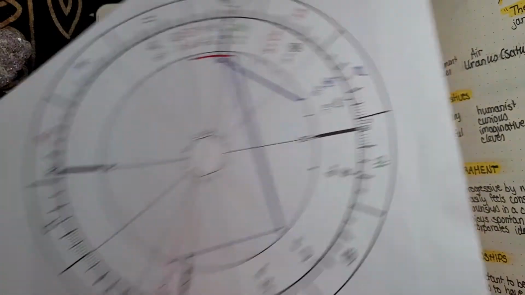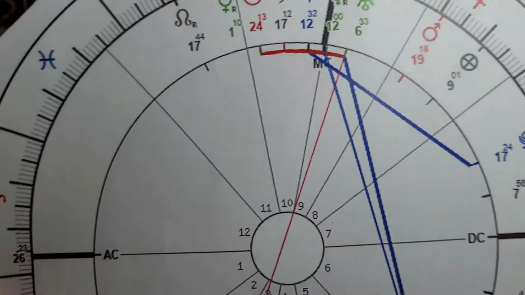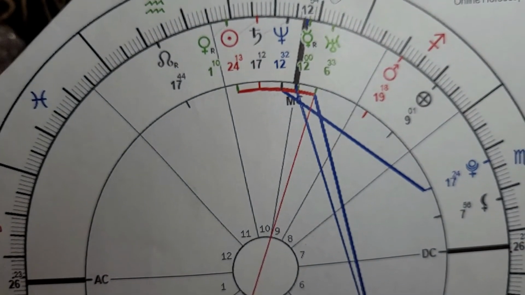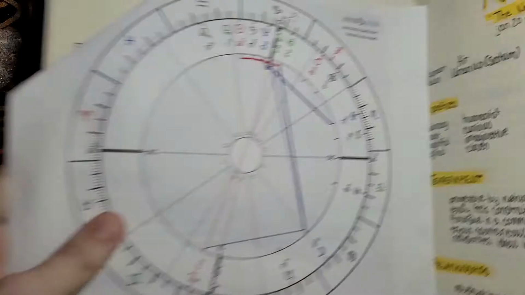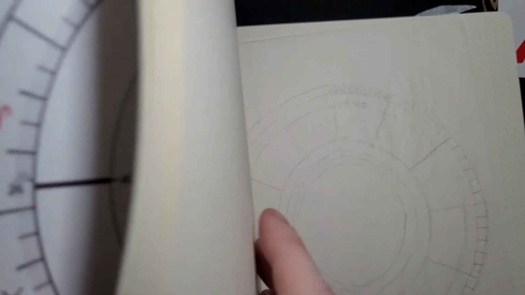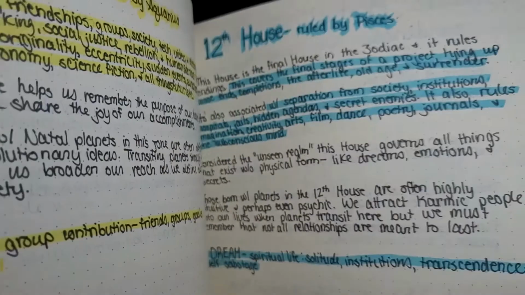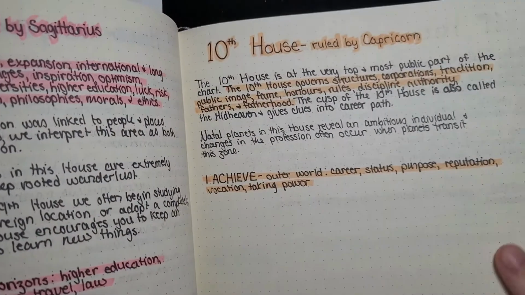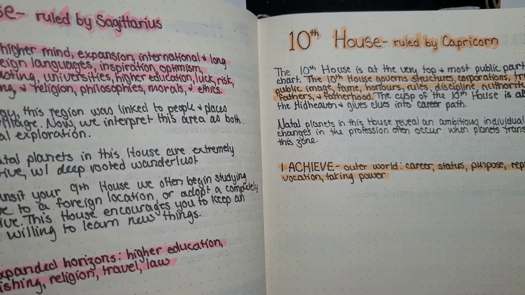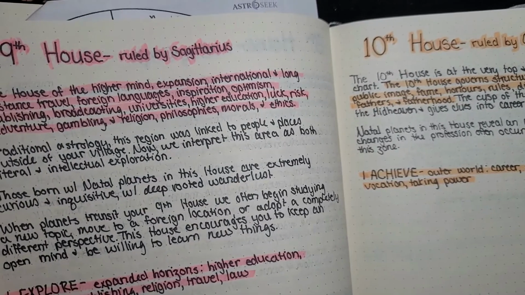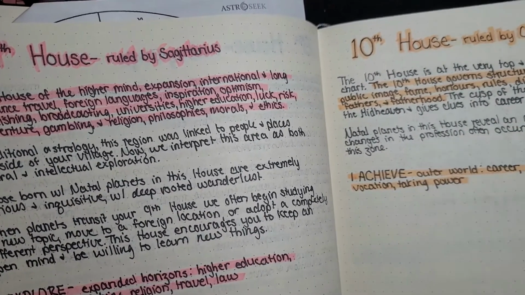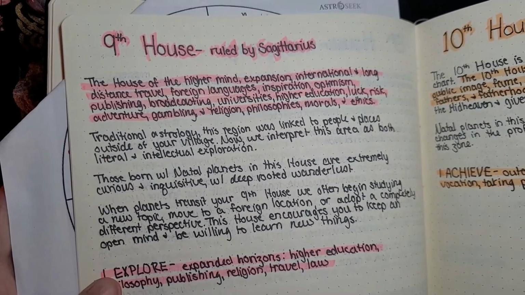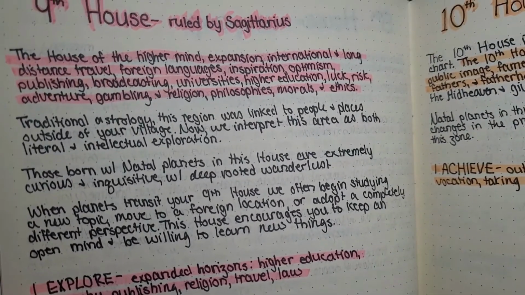And then after you get that, we would look to see what house Mercury is in. It is in the 9th house. So from there, you would look at the houses. It's just a bare bones, so I can make more charts there. This is just a little bullet journal I got. I said that was the 9th house, right? So yes, the house of the higher mind, expansion, international and long distance travel, languages, inspiration. So all this wonderful stuff.